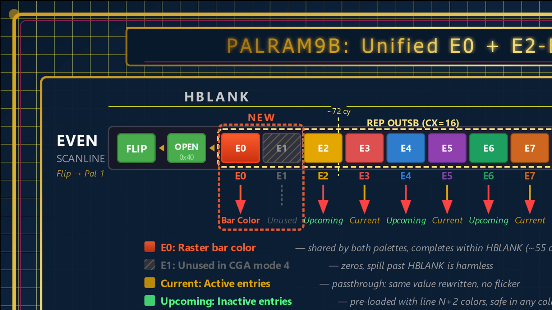Pallet entry 0 is the raster bar color. That's the one that changes every scanline to create the gradient effect. And here's the key question. Does it complete within horizontal blank?